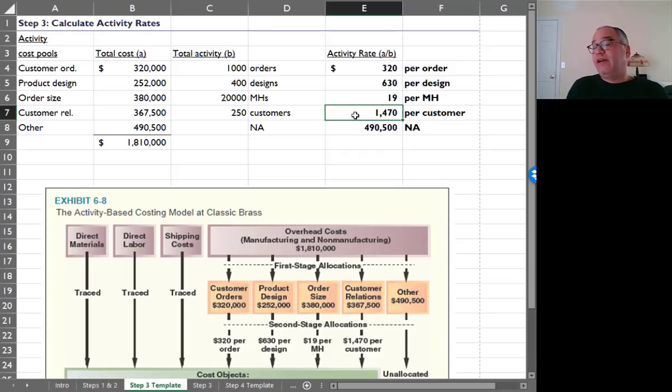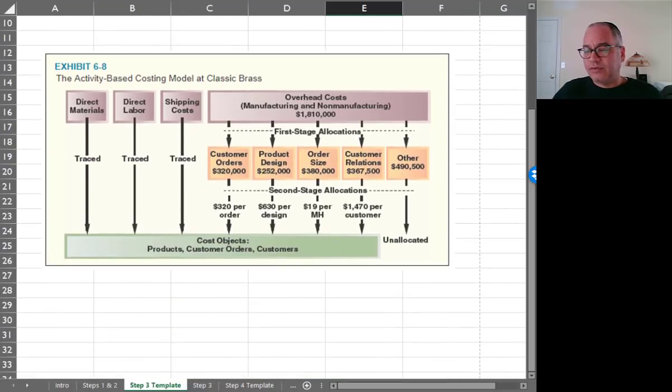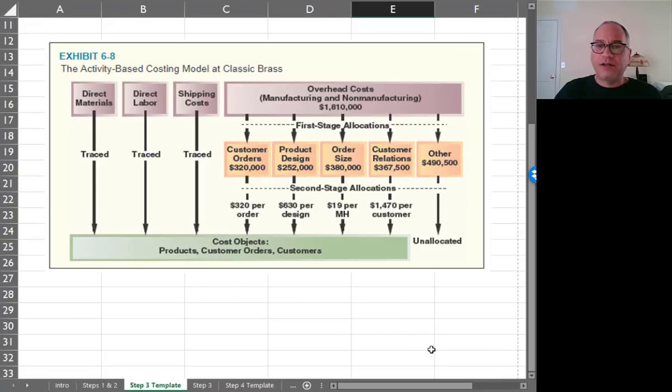Apply these activity rates to them and figure out how much they cost. And we can usually do this to get a much more accurate measure than variable costing or absorption costing. This Exhibit 6.8 I think is very helpful because it provides you with a handy summary of what's going on here. We're talking about allocating overhead. So this is the $1,810,000 that we're talking about here.